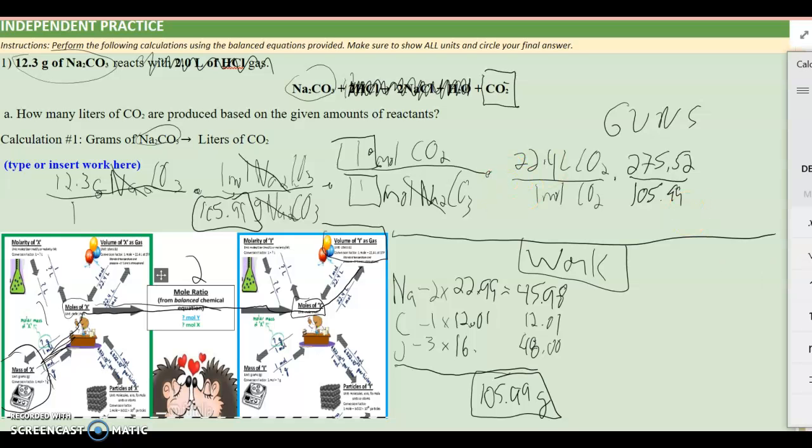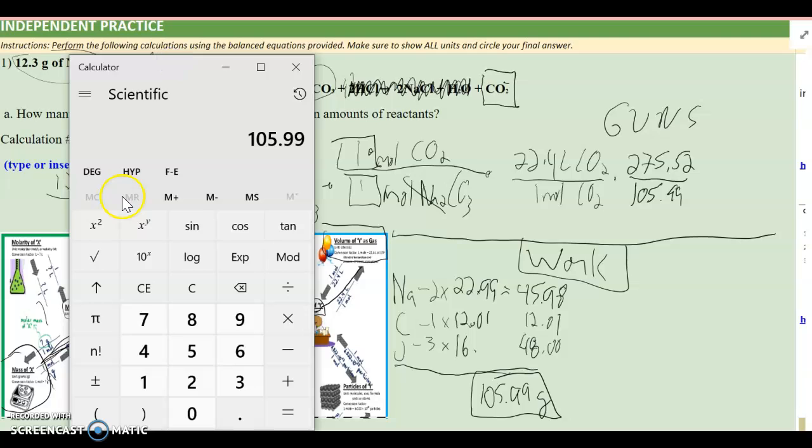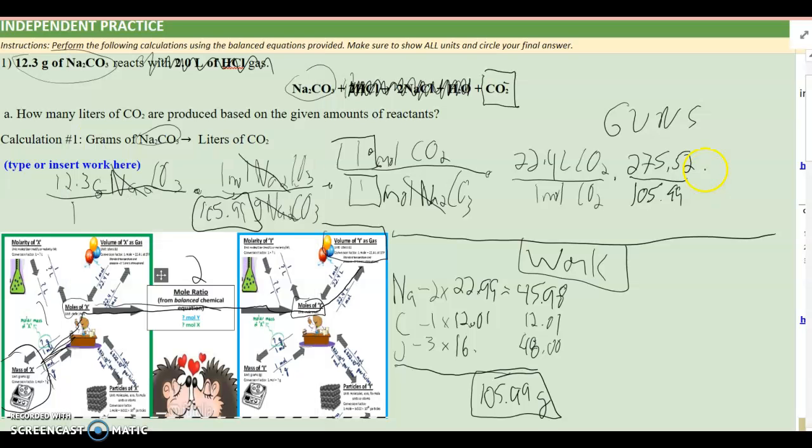Alright, let's do that math. 275.52 divided by 105.99 is going to be my answer. I'm going to round it to my hundredths, so it's going to be 2.60. And truthfully, I forgot my units, so I can just go ahead and back check.